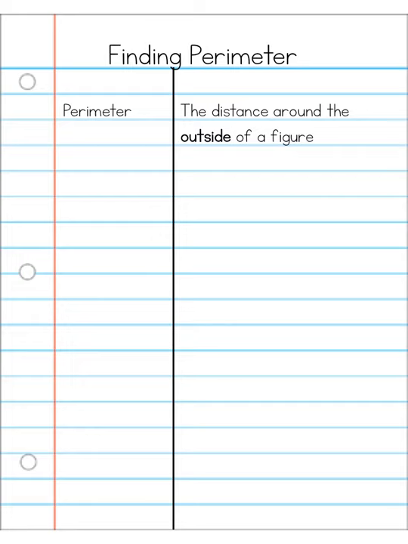Hey guys, this lesson is on finding the perimeter of squares and rectangles. The first thing we need to talk about is some vocabulary. Our first term is perimeter, and perimeter is the distance around the outside of a figure. Think perimeter kind of sounds like outer, right? Perimeter is when we add up all of the outside edges of a figure.